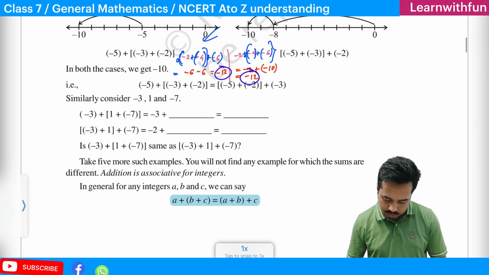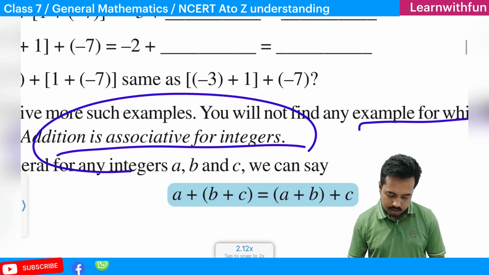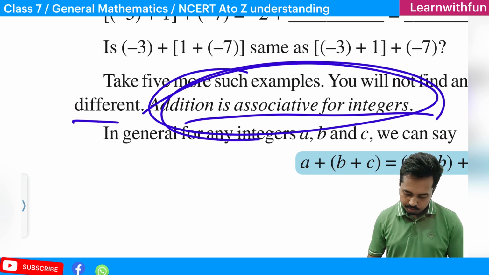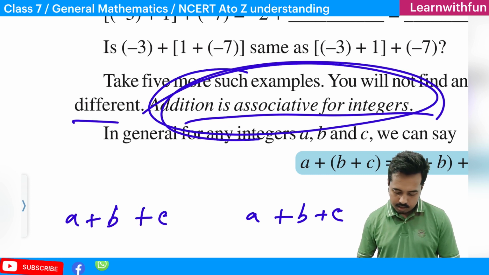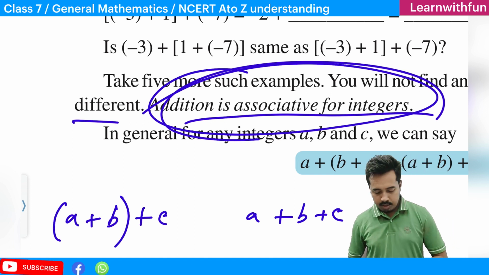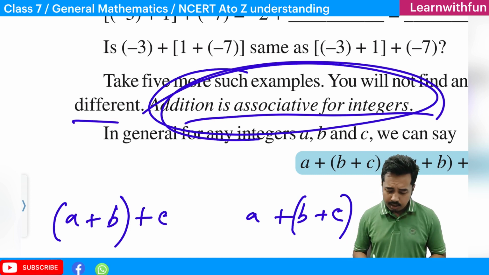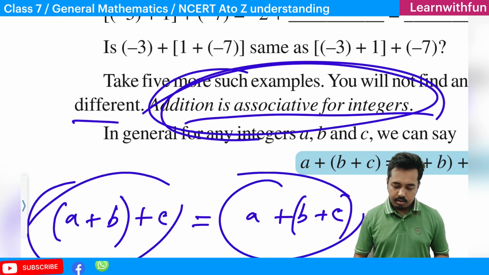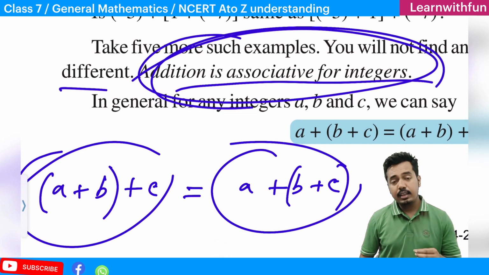So you can see here, you will not find any example for which the sums are different. Addition is associative for integers. This is clearly written here. So we can say that if we take three numbers A, B, C, in the first case you take A and B inside the bracket. In the second case you take B and C inside the bracket, but in both cases the results are the same.